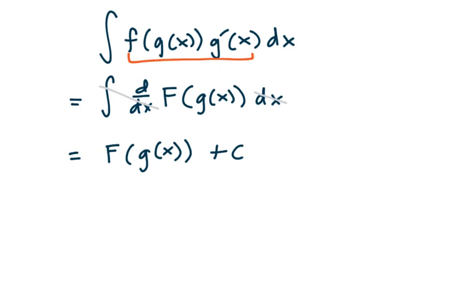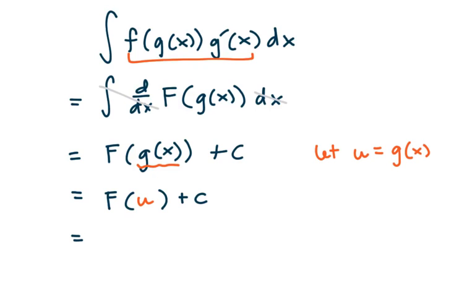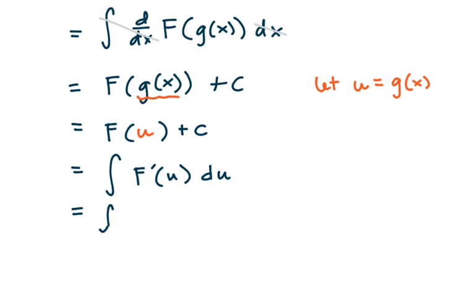Now is where we're going to let that u substitution occur. Let u equal g of x. What that gives us is capital F of u plus c. If I wanted to rewrite this as an integral, that would be the integral of the derivative of capital F of u, du, which is the same as just writing the integral of f of u du.